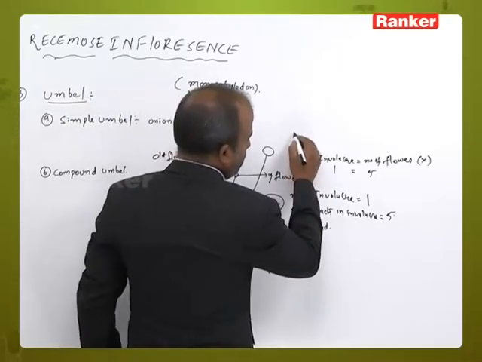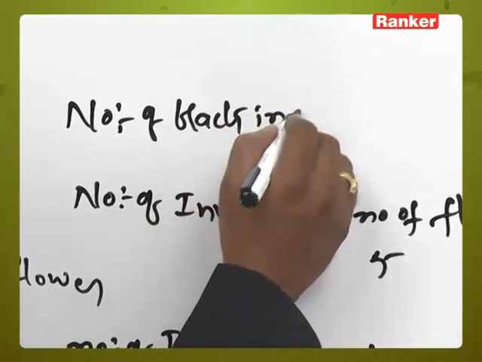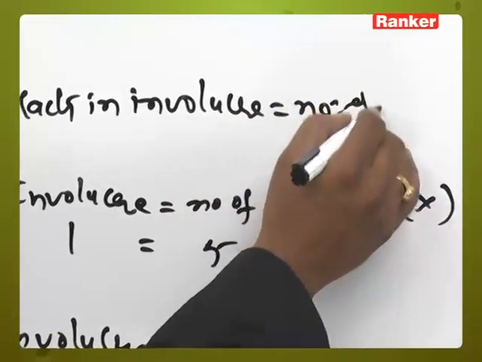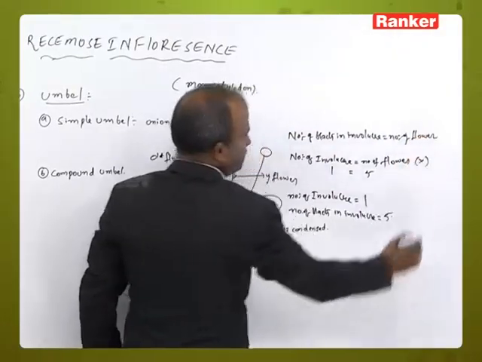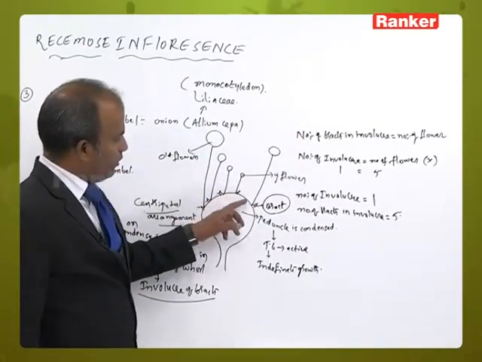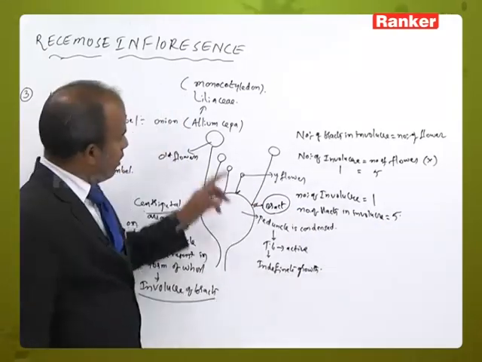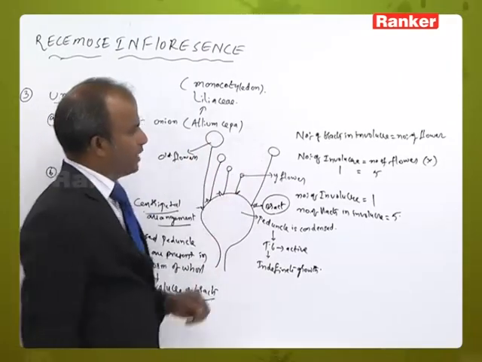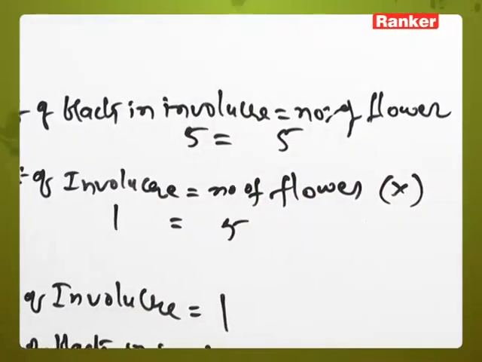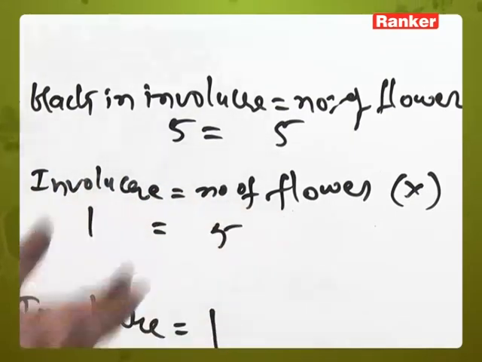Now which one is the correct option means number of bracts in involucre is equal to number of flowers. How many bracts are present? 1, 2, 3, 4, 5. I already wrote here the number of bracts in involucre is equal to 5. How many flowers? 1, 2, 3, 4, 5. That means number of bracts in the involucre is equal to 5 and the number of flowers is also equal to 5.